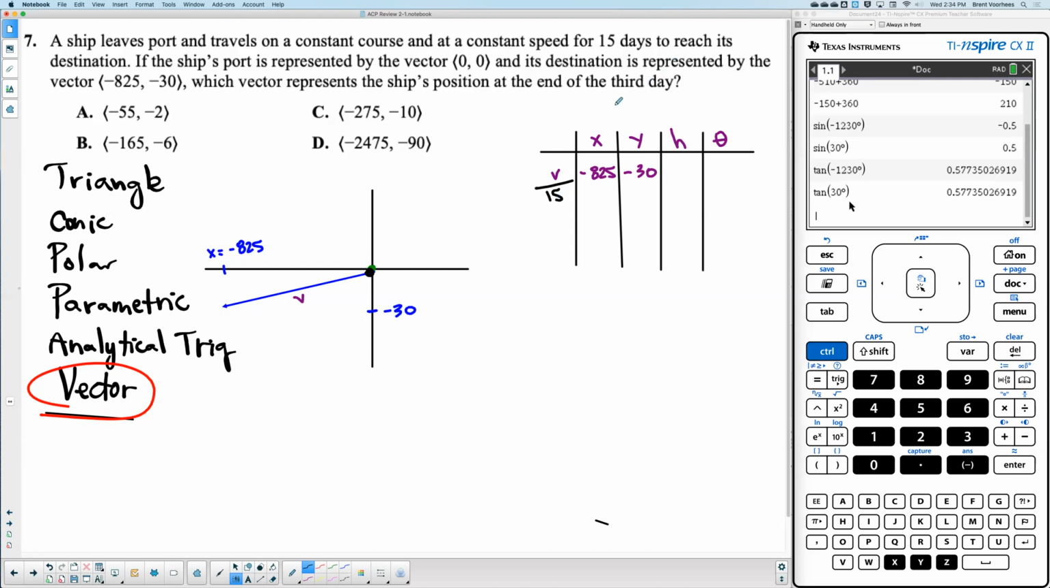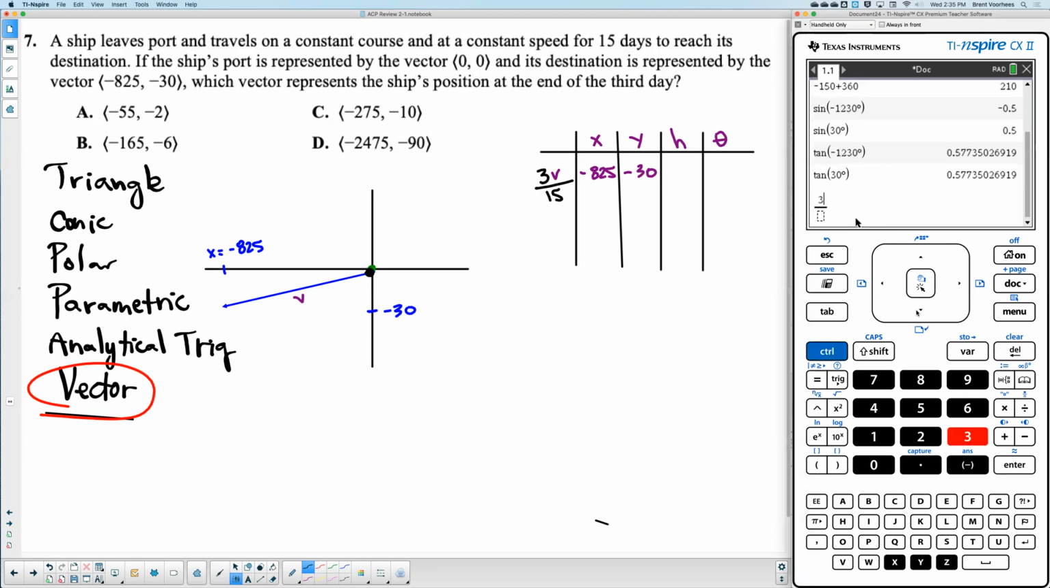Now, do I actually want to know what happens after 1 day? How many days do I want to know about? The 3rd day. After the 3rd day. So it's actually 3/15. Now, this could reduce. 3 goes into 15 how many times? 5. So you actually could just divide by 5. But let's just say you didn't know that. What you can do is just multiply by 3/15. So you could just say 3 over 15 times the x, -825, and 3 over 15 times the y, -30. Which one's the answer then?